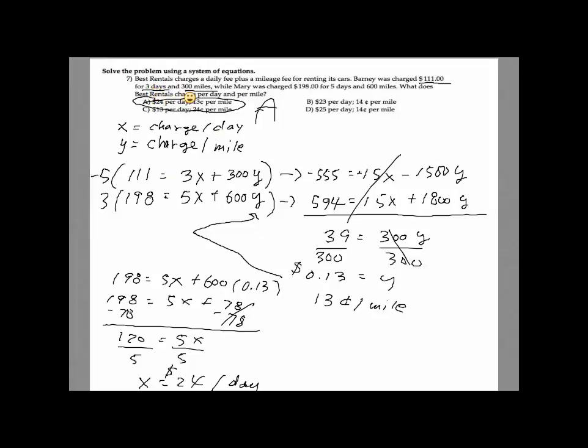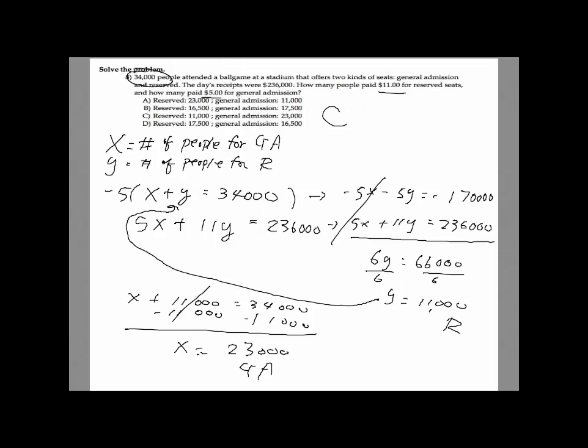In this case, because we used 3 days and 300 miles, it would be 3X plus 300Y equal to $111. In the other case, Mary was charged $198, but she had the car for 5 days, so it would be 5X, and the mileage was 600, so it would be 5X plus 600Y. So these would be your two equations and two unknowns you can solve for. Again, you can go over this problem in more detail.